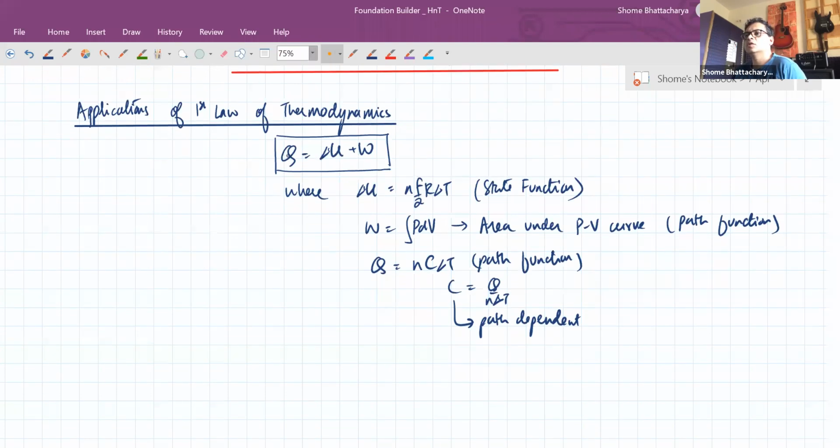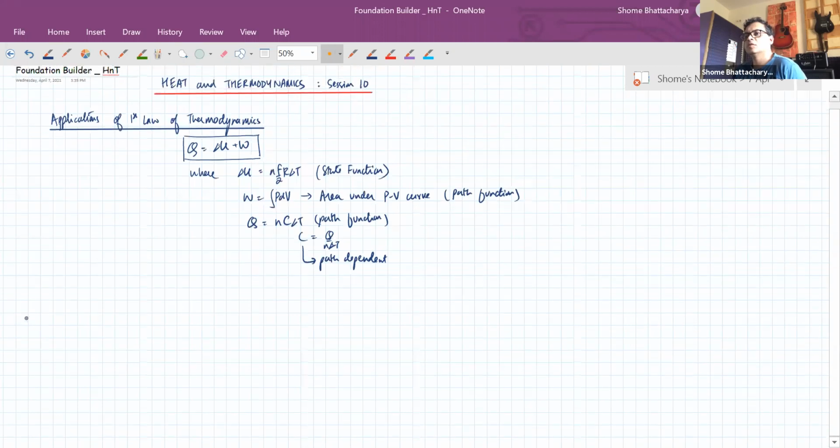So in the case of isobaric process, we have seen that C becomes Cp, which is (f/2 + 1) times R. Work done is P delta V, which is the same thing as nR delta T. Of course, delta U is a standard formula, so I'm not getting into that. And the graph of an isobaric process looks like a horizontal straight line on the PV curve. So pressure is constant, volume is proportional to temperature.